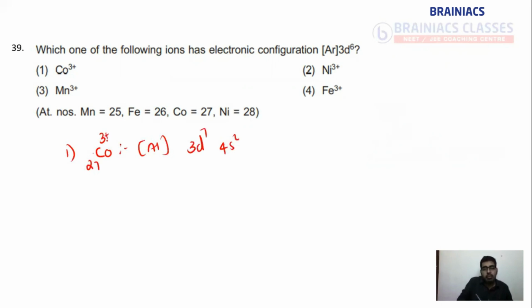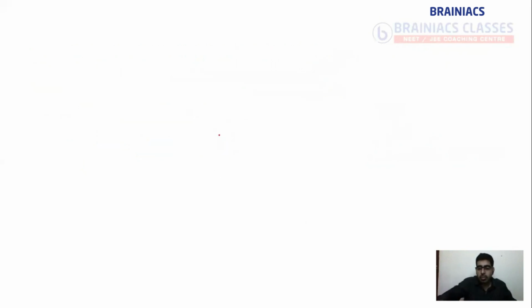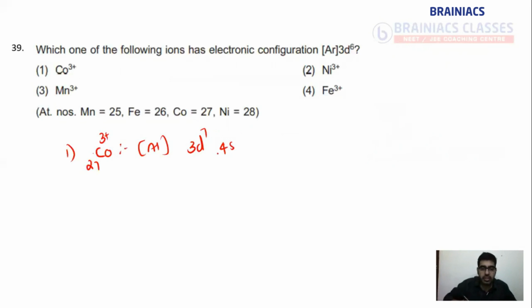Now, Co3+ means we have to remove 2 electrons from 4s and 1 electron from 3d. So you'll get argon 3d6. So the answer is option 1 itself.